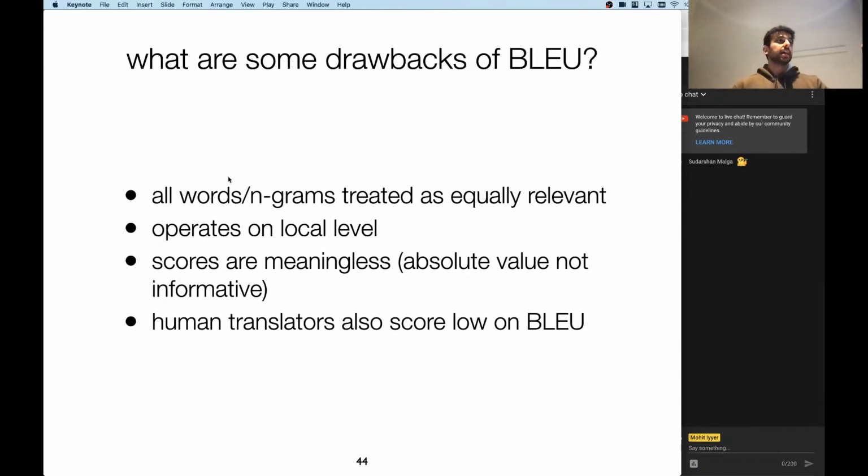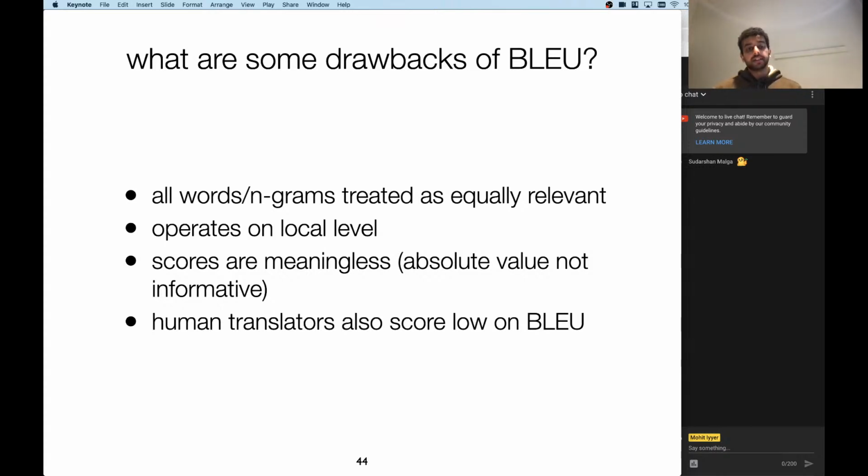First, as to your point, all words and n-grams are treated as equally relevant, which is bad. This operates on a local level, right? So when we're considering an n-gram, we don't consider any of the other context in the sentence, which might help interpret what that bigram was. The scores are meaningless, so the absolute value of the score is not really informative.